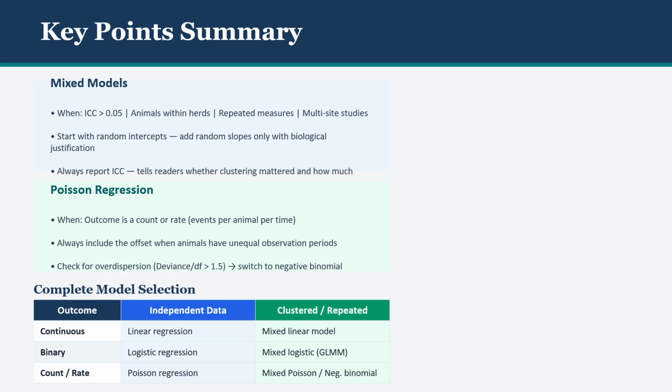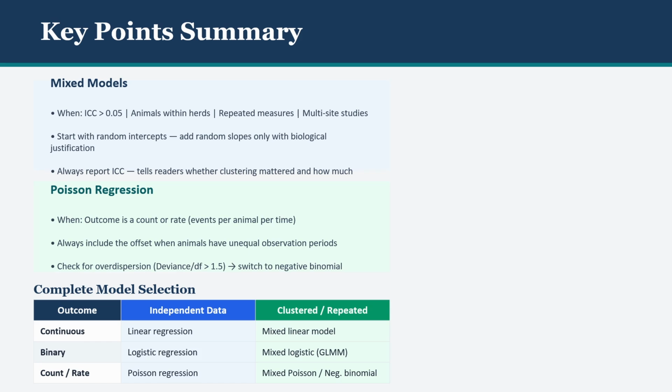When outcome is continuous and data is independent, standard linear regression. When continuous but clustered or repeated, mixed linear model. When binary and independent, logistic regression. When binary and clustered, mixed logistic model, also called GLMM. When outcome is a count or rate, start with Poisson, check for overdispersion, and upgrade to negative binomial if needed. For clustered count data, mixed Poisson or negative binomial.